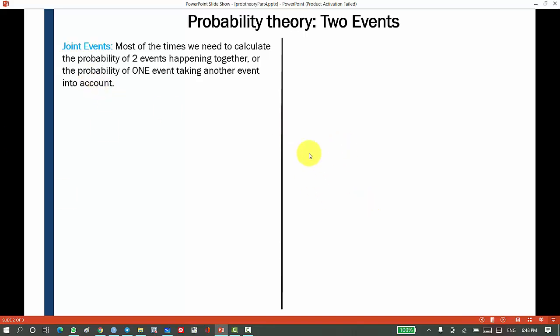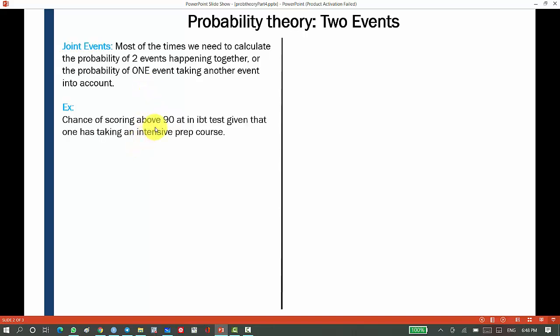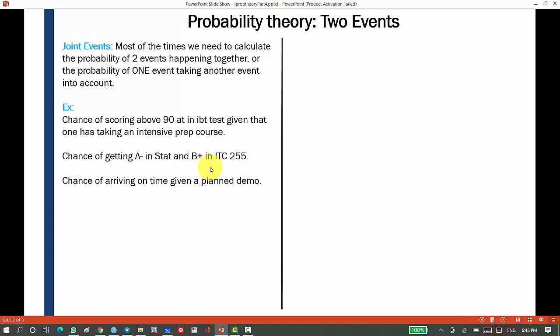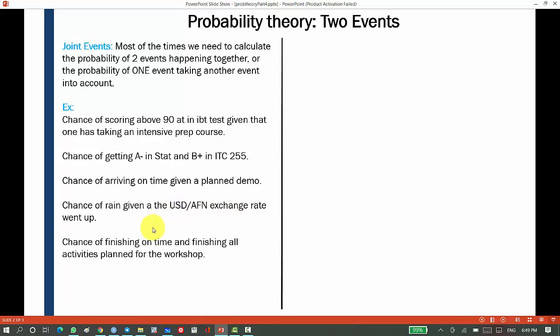Most of the time, we need to calculate the probability of two events happening together, or the probability of one event happening taking into account the happening of another event. For example, the chance of scoring above 90 in an IBT TOEFL test, given that someone has taken an intensive preparation course, or the chance of getting A- in statistics and a B+ in ITC 255, or the chance of arriving on time given that there is a planned demonstration, or the chance of raining given that the USD Afghani exchange rate has gone up, or the chance of finishing on time and finishing all activities planned for a workshop.